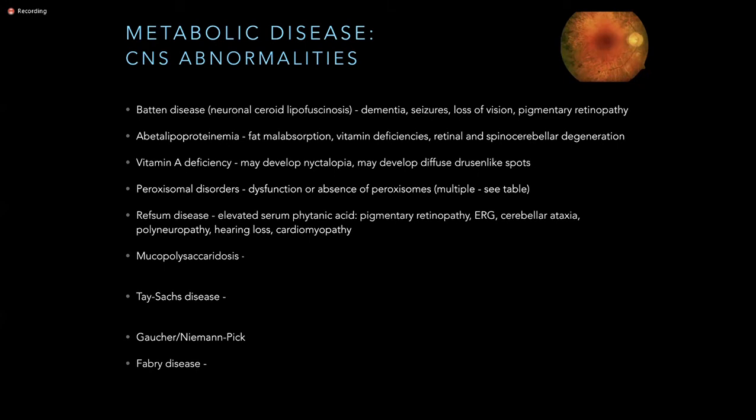Refsum disease, we touched on a bit before, but this is a condition in which you get elevated serum phytanic acid. These patients can develop pigmentary retinopathy, they can have ERG changes, cerebellar ataxia, neuropathy, hearing loss, cardiomyopathy. The key here: dietary restriction of phytanic acid and phytanic acid precursors can slow or stabilize the neuropathy and the cardiac disease, but does not typically affect the retinal degeneration or hearing.